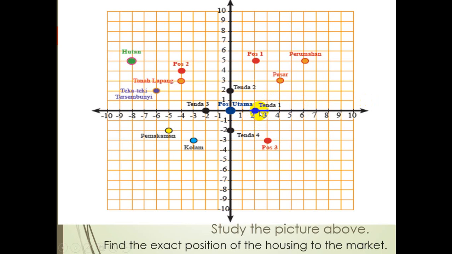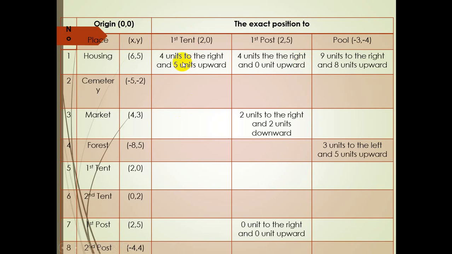Here, and we can say that 1, 2, 3, 4. So 4 units to the right, 1, 2, 3, 4, 5. 5 units upward. Is that the correct answer? Take a look. Yeah, now you can continue to the next row. This is for the first post, and this is for the pole. Okay, you may train yourself. Now I will continue to the next slide.